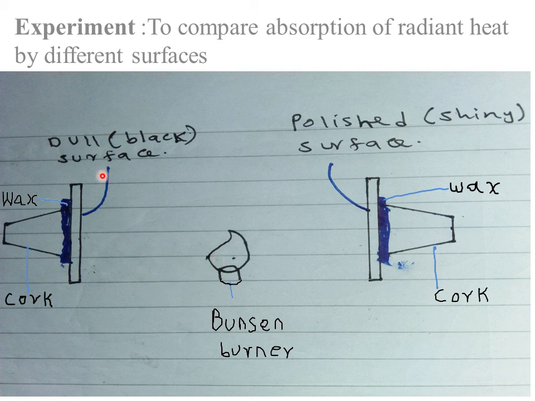Remember, we are saying that dull or black surfaces are good absorbers of heat radiation. So it means that the dull surface, under the same conditions, will absorb more heat radiation from the Bunsen burner than the heat that will be absorbed by the polished surface. Why? Because dull surfaces are good absorbers of heat radiation. Because dull surfaces are good absorbers of heat radiation, the heat absorbed will be used to melt the wax.